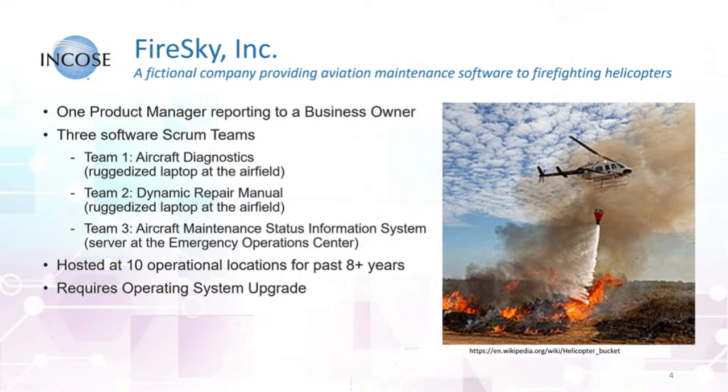So another thing we did to make things a little bit clearer is we use terms that we pulled out of Scaled Agile. So if you know the SAFe framework, they've got clear terms and roles and responsibilities built in for each of those terms. So those are the terms we use as we created this scenario. So in our fictional company, FireSky, there's one product manager. He reports to the business owner. And that product manager also oversees three different scrum teams. Each team has a product owner, a scrum master, and about three developers.